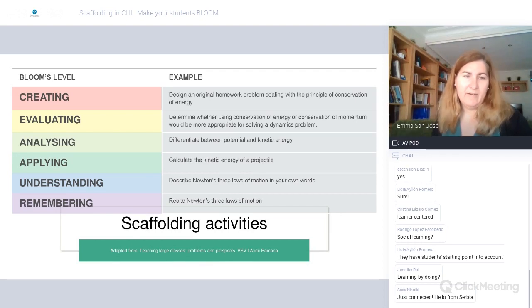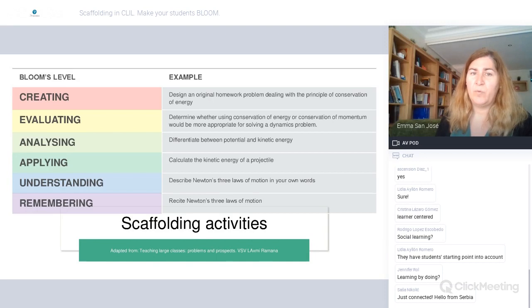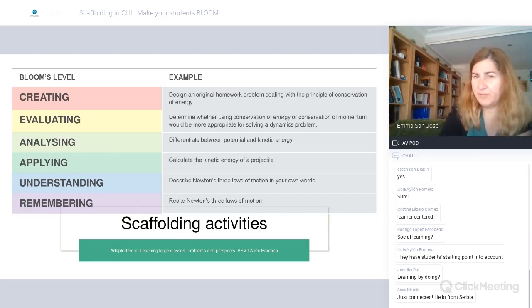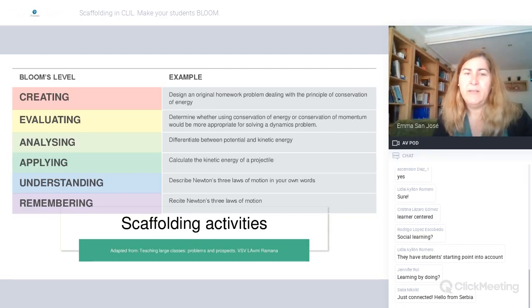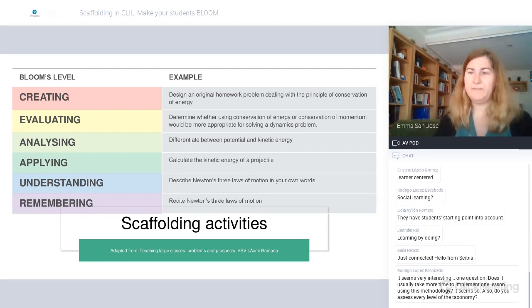And finally, creating. You've got it all clear. You understand it. You've analyzed it. You've evaluated it. Now you're going to design an original homework problem. Okay. You're going to create. You're going to use all that information you've got to do something different. Okay. And then, well, we can do something else with that. It's going to be part of an activity. But the task itself is design a problem. Okay. Design a problem. So you see the stages, right?